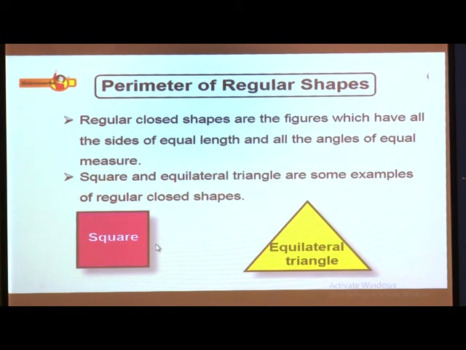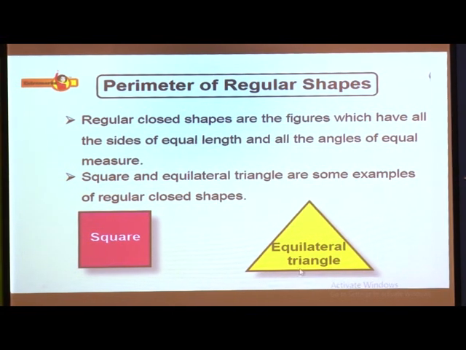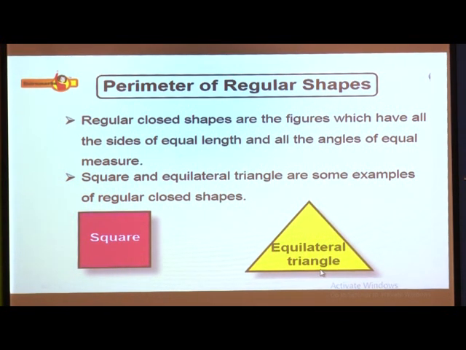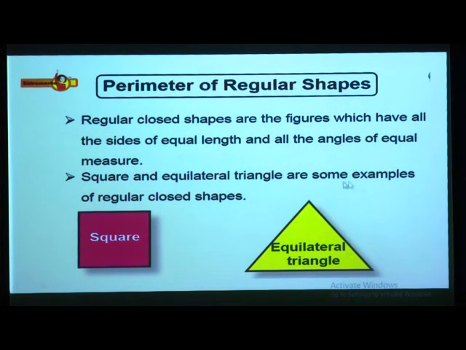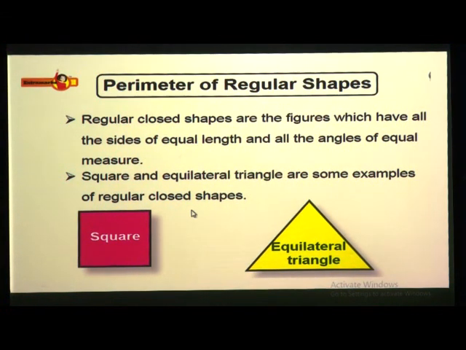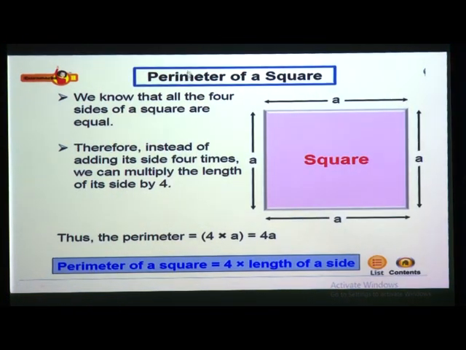In the same way, for equilateral triangle, as we have seen in lesson number 5, an equilateral triangle is a type of triangle which has all three sides of the same length. So square and equilateral triangle are some examples of regular closed shapes. Perimeter of a square. Now we are going to find the perimeter of a square. We know that all the four sides of a square are equal.